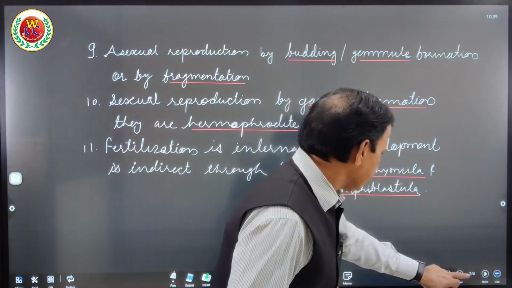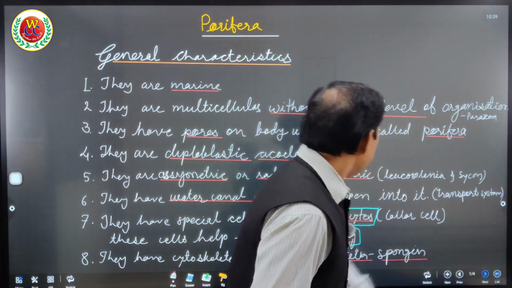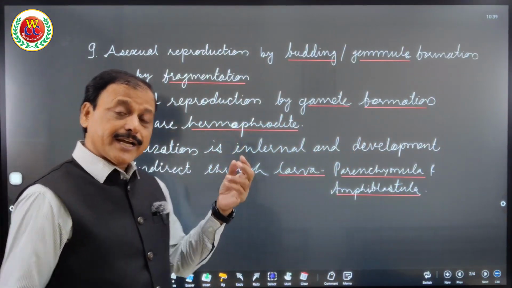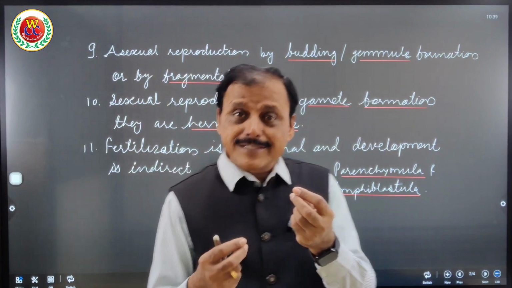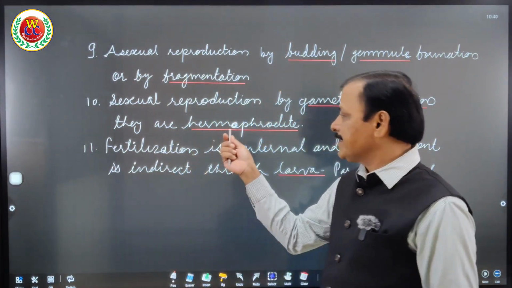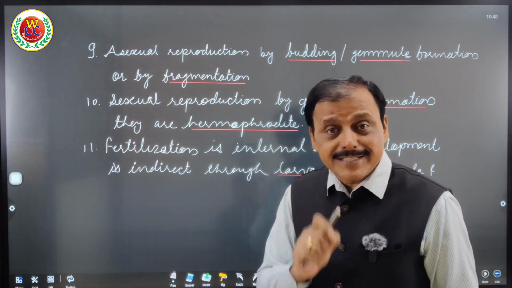So reproduction, sexual reproduction by gamete formation. And as I told you, any cell becomes male and another cell becomes female gamete. That means bisexual, hermaphrodite. It is very clearly mentioned here. They are hermaphrodite. Now fertilization is internal.